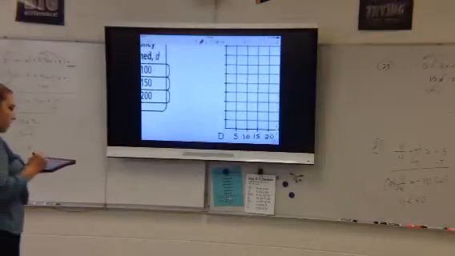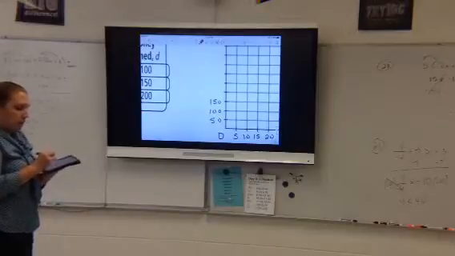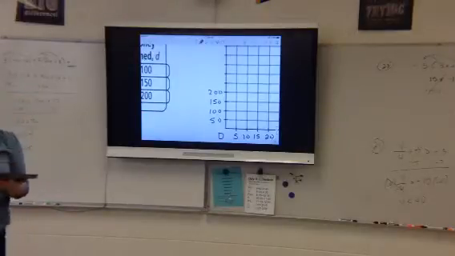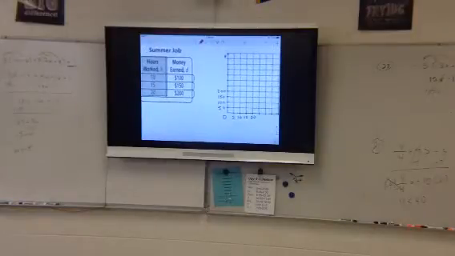50. 50s will work. Okay, but make sure we're putting a number on every line, and it's got to be evenly spaced. Every line evenly spaced. So now 0, 50, 100. So put a dot there. 150, and then 200. So there will be our line.